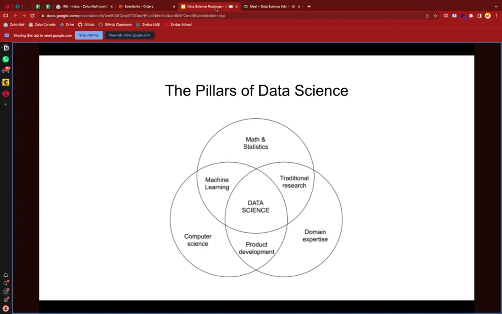Software developers are a good example of people with domain knowledge on product development. So they can apply data science on trying to do their product development to understand what features work for their user base and not, and all that kind of stuff.